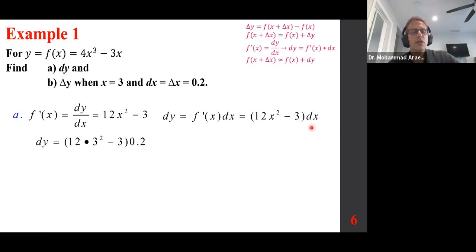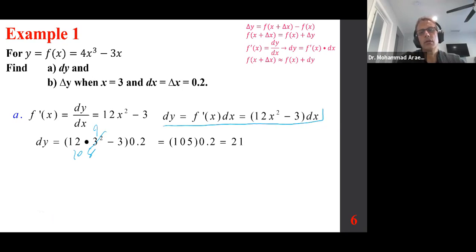This is elementary algebra, of course. This is 9, and this is 108, minus 3 is 105. You do the math, you get 12. So dy has this formula and this value. However, we can also calculate the precise value for that, which is delta y.